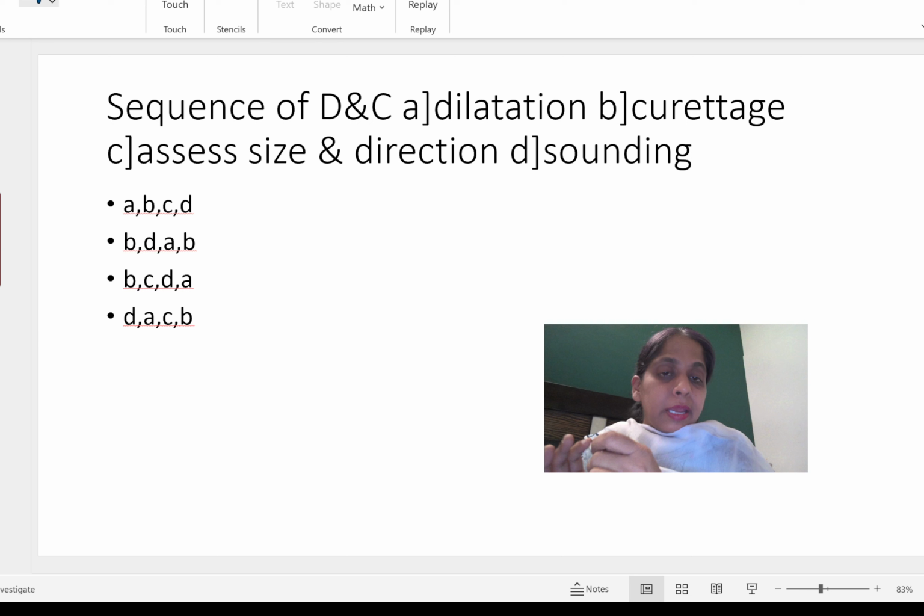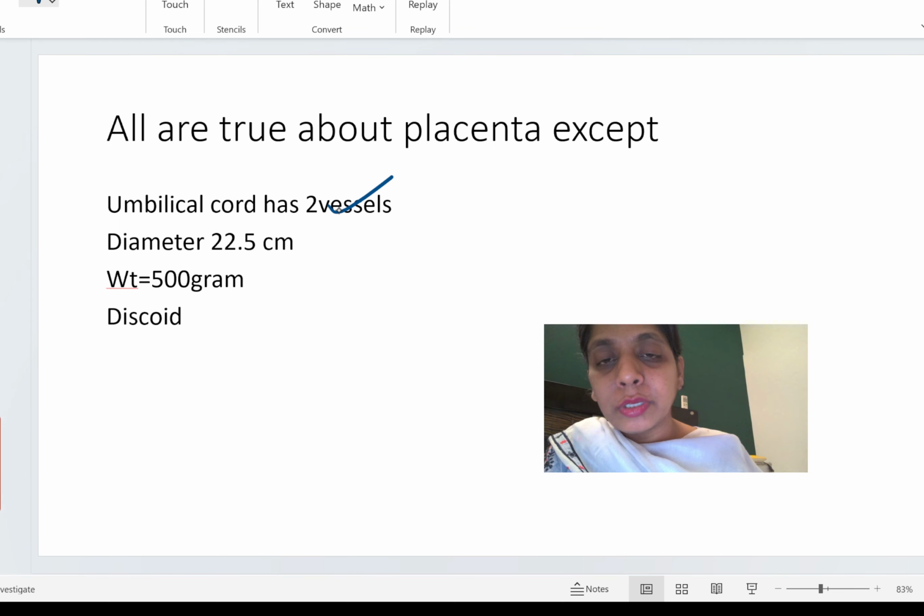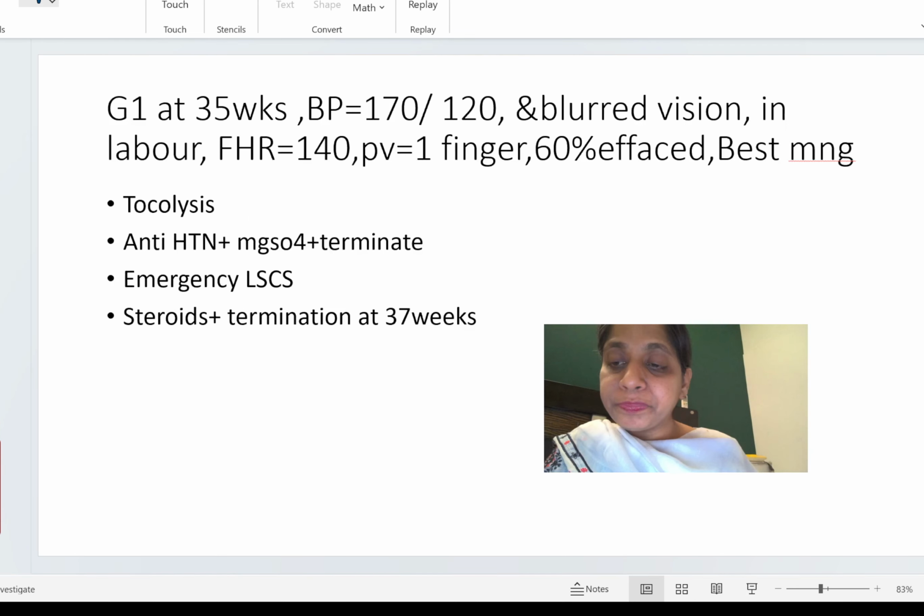Next question is, all are true about placenta except. It was the easiest question, and the first option itself is false, that the umbilical cord has two vessels. You all know the umbilical cord has two arteries and one vein. A single umbilical artery indicates a lot of congenital anomalies, if there is the presence of a single artery.